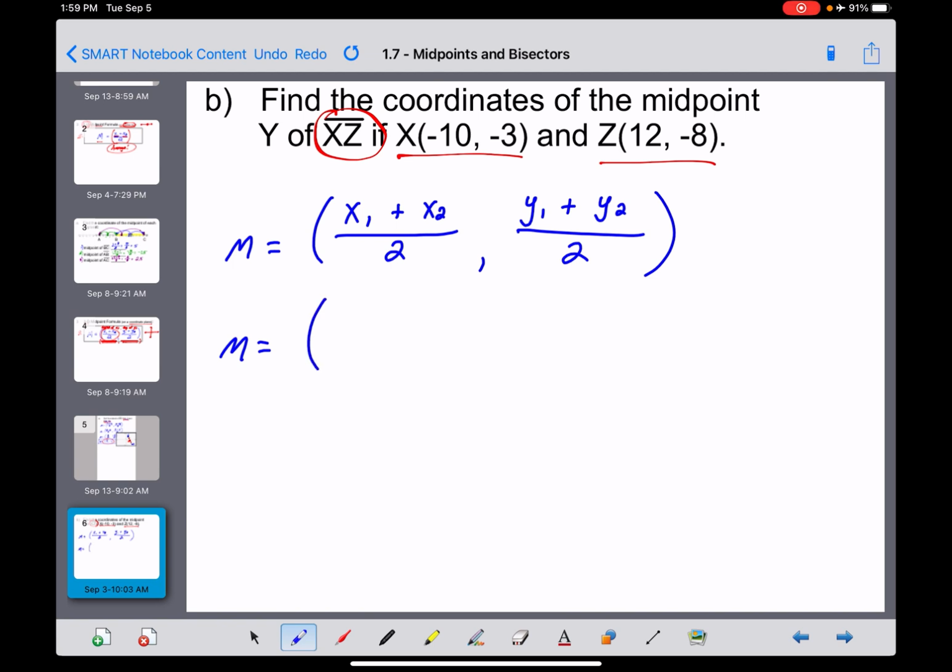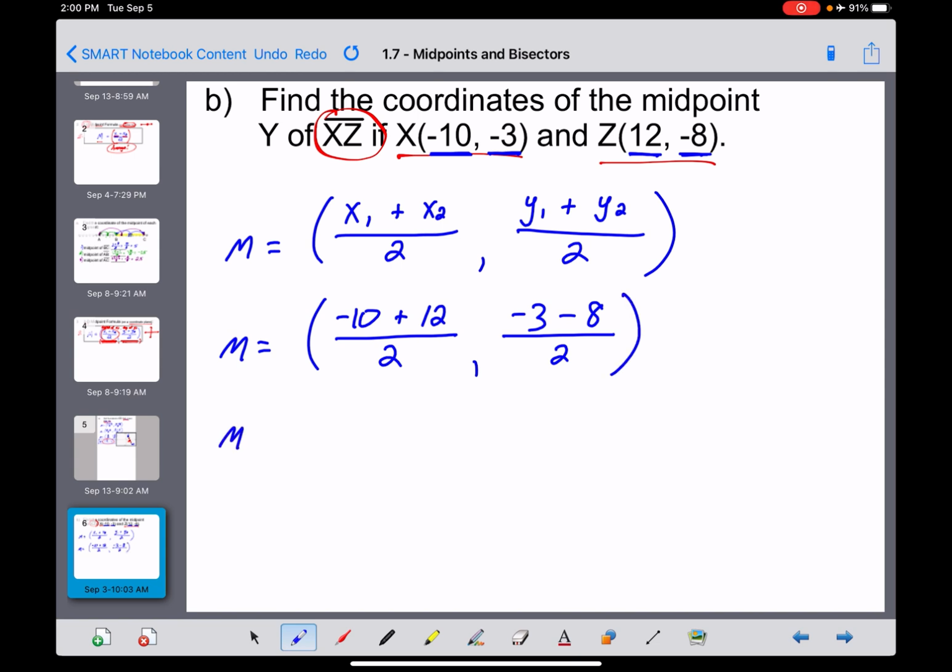M is, and here we go, x sub 1. Your first x-coordinate is right there, negative 10, and we'll add to that x2, your second x-coordinate, which is 12, all over 2. Comma. And here we go. Y sub 1, your first y-coordinate, which is negative 3, and then plus negative 8. Well, rather than writing plus negative 8, I'm just going to write minus 8 all over 2.